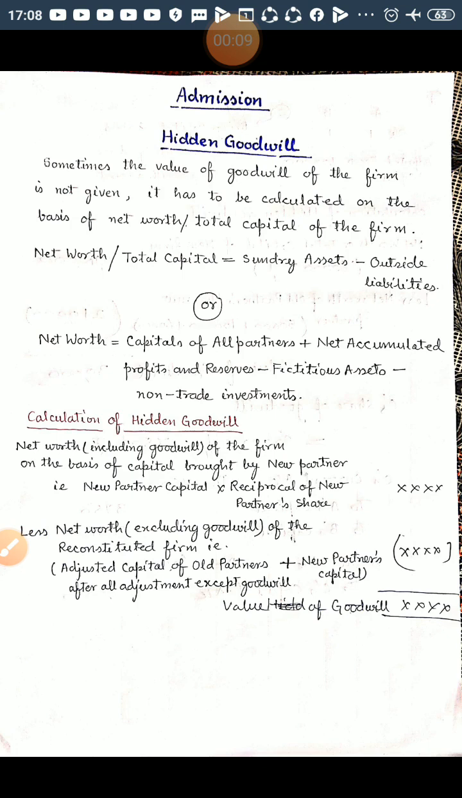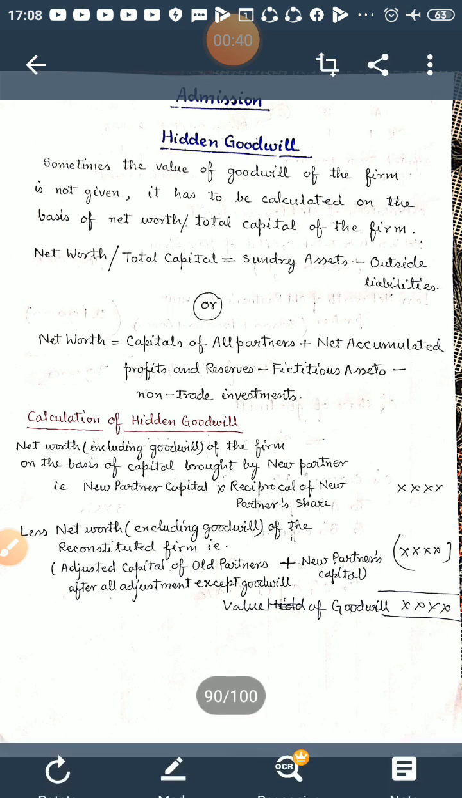Dear student, we have been learning about the accounting treatment at the time of admission of a new partner. Till now, we have discussed the adjustments related to goodwill, reserves and surplus, and revaluation of assets and liabilities, and the last adjustment we studied was capital adjustment at the time of admission. There is one more subtopic, that is hidden goodwill.